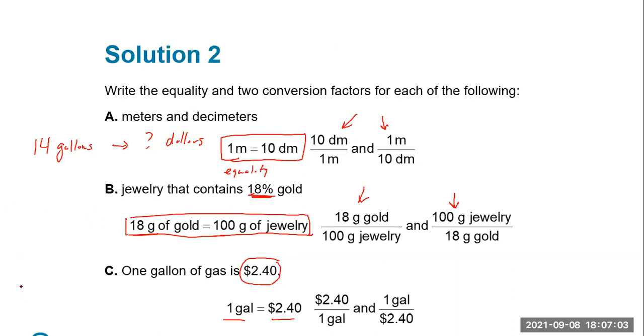Here we would start with our 14 gallons that we pumped into our car. We want to get rid of gallons, so we will use the conversion factor on the left. Gallons on top, gallons on the bottom, $2.40. And you could fill up your car for a very reasonable, in today's day and age, $33.60, I guess.